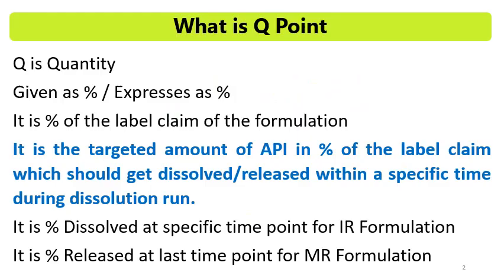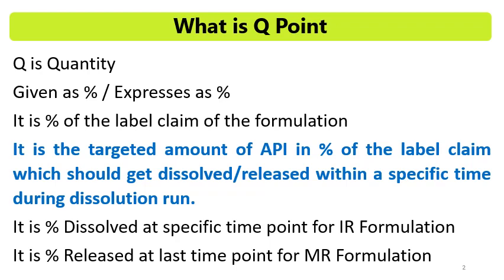See, Q point is, first, you consider Q as a quantity. Once you consider Q as a quantity, then you relate this quantity as a percentage, or express this quantity as a percentage. Like in assay, we consider 90 to 110%. That means of the label claim, the formulation should contain at least 90% of the label claim, and in the upper range it may go to 110%.